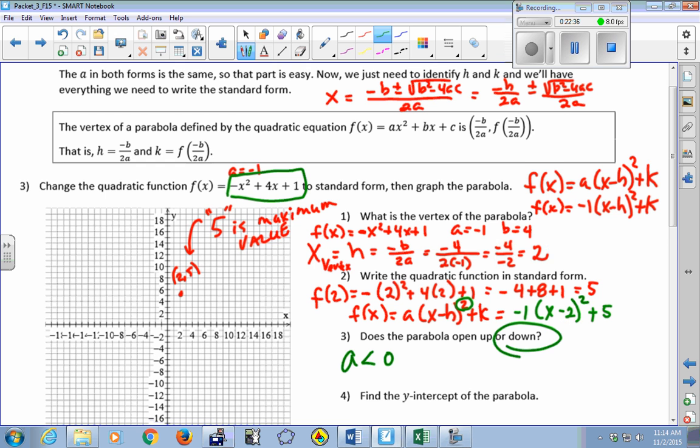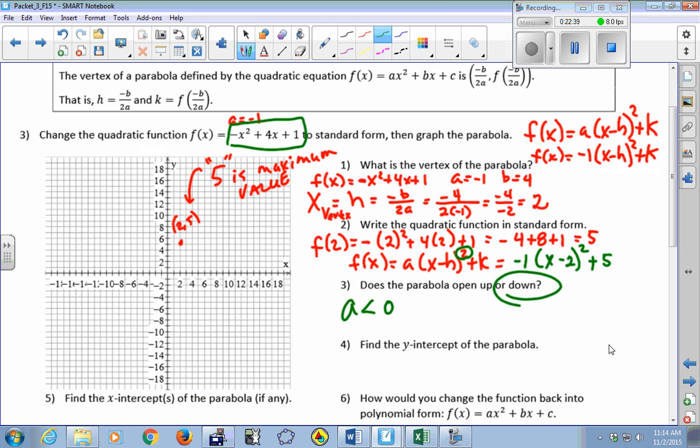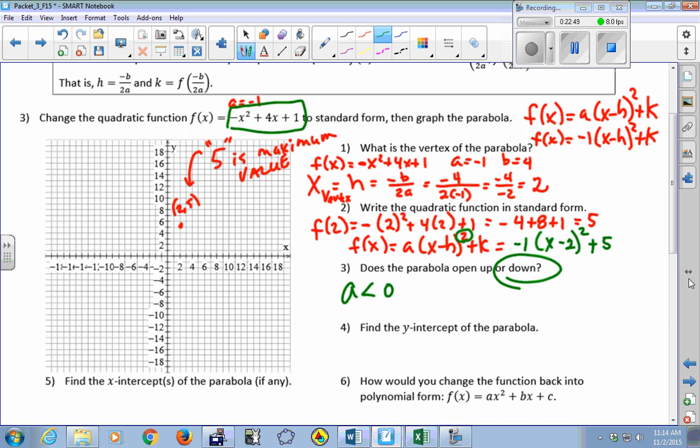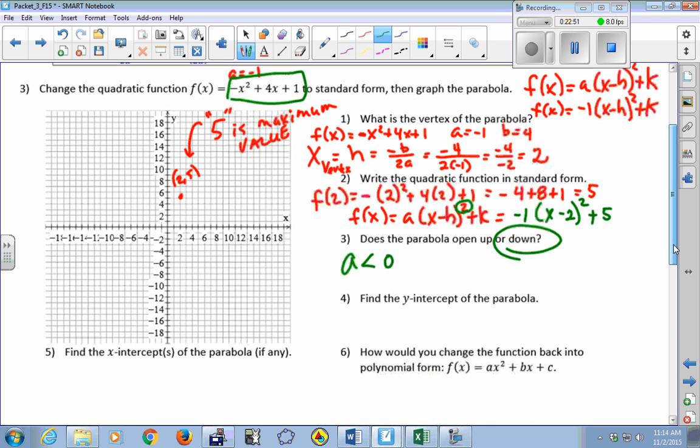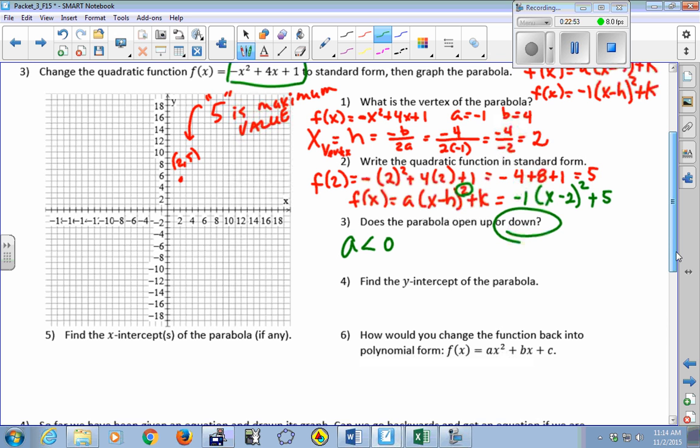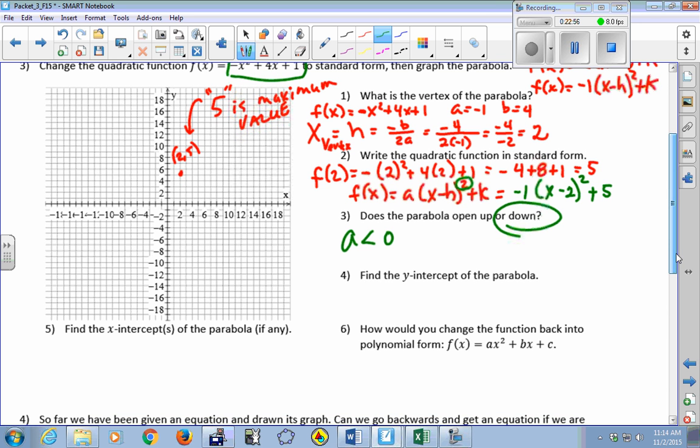So it opens down. And now to graph any quadratic, you need to find your y-intercept and your x-intercept or x-intercepts, depending on how many you have. And if they're not real, you don't have any x-intercepts that are real numbers. They're complex. Okay, so let's see.